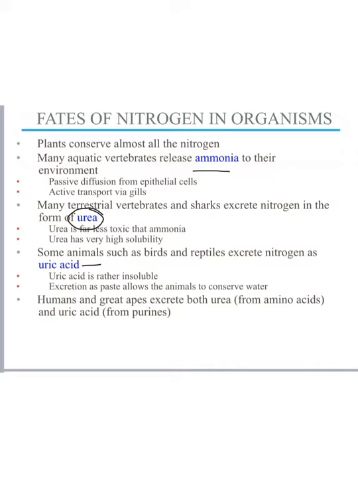Because we don't want to be excreting water as a general rule. So uric acid is excreted almost as a paste material to allow animals to conserve that water. Humans and other great apes, again, mostly excrete urea, but as we know from purine breakdown, we can also excrete uric acid, and sometimes that can lead to problems like gout that we talked about in earlier chapters.